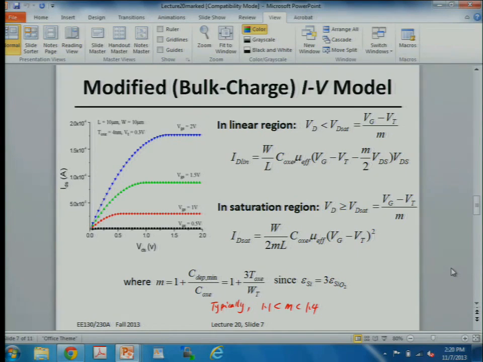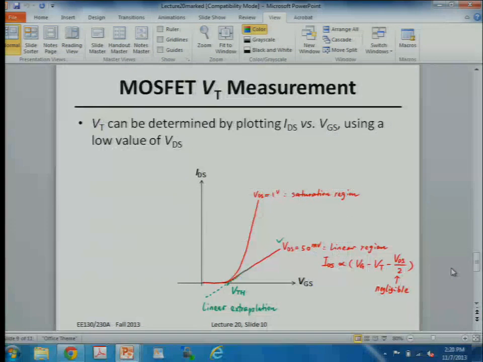All right, so qualitatively then, if we have very low VDS, then we can use the equation for the linear regime. If VDS is very small, then this last term in the parentheses becomes negligible compared to VGS minus VT. So we can plot the current ID when we measure a real transistor, applying, let's say, a few tens of millivolts of VDS. Okay, so 50 millivolts between the source and drain.